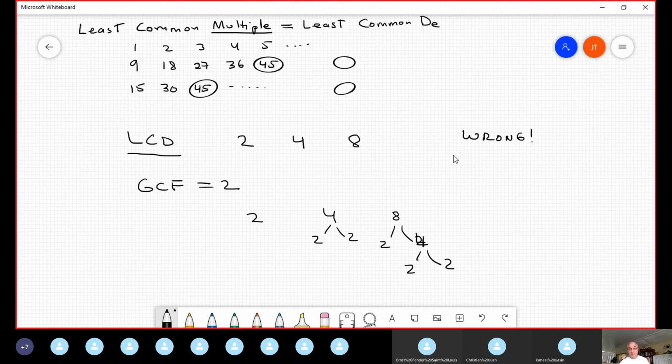When the factor is not repeated, you take it. But in this case, I saw one 2, two 2s, and three 2s. It's obvious you take the majority. And the least common denominator is 8. In this case, a coincidence. It's 8.